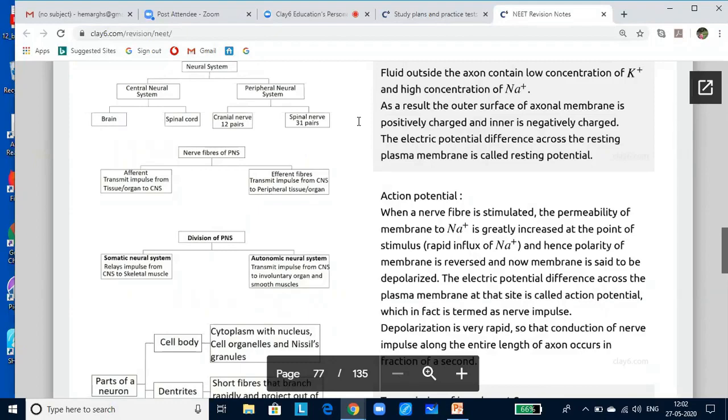Now, it is composed of 12 pairs of cranial nerves and 31 pairs of spinal nerves. Cranial nerves emerge from the brain, while spinal nerves arise from the spinal cord. 10 pairs of cranial nerves are present in fishes and amphibians, but in man it is 12 pairs. But 37 pairs of spinal nerves are present in the rabbit.